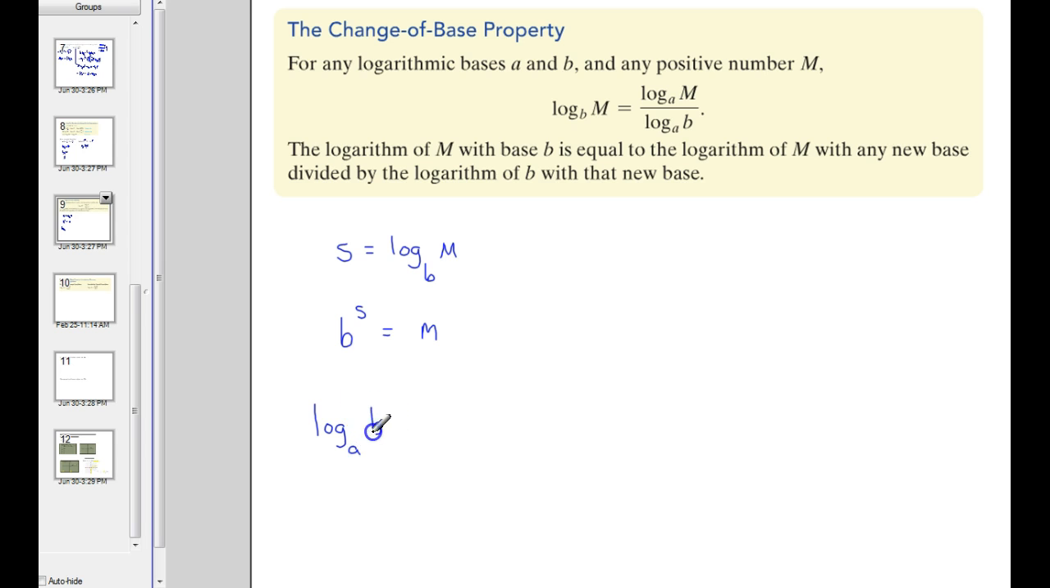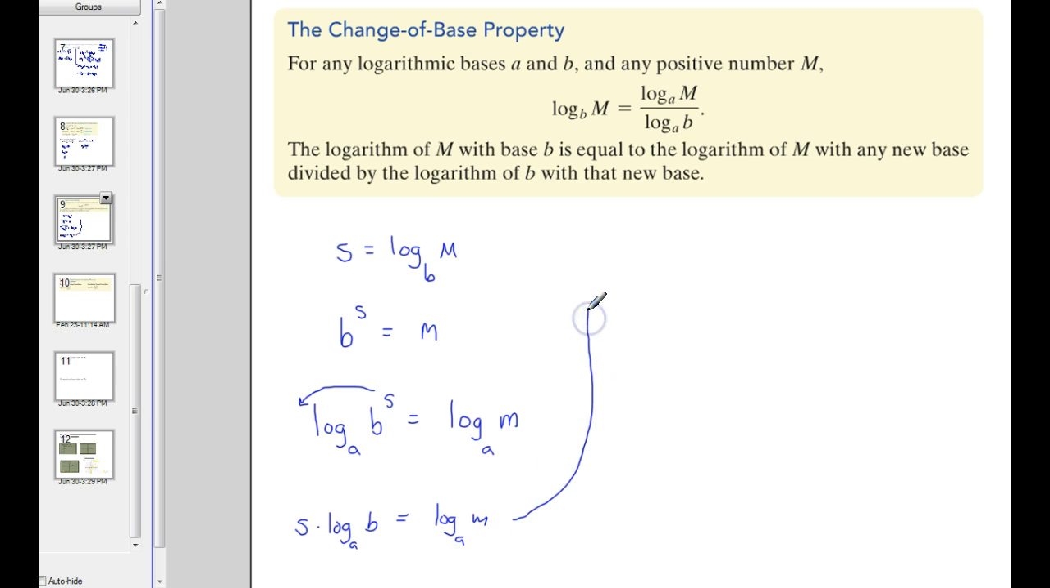And this should be fine, right? Because if two things are equal, b to the s equals m, then the output of logarithms with those equal inputs should be equal. Meaning since b to the s equals m, then the log of b to the s equals the log of m, as long as the bases are the same. And then I'm going to take this left-hand side and do the power rule, which allows me to bring that down. And I have s times the log base a of b equals the log base a of m.